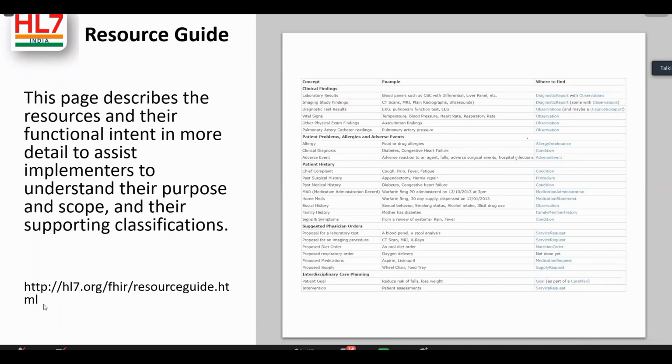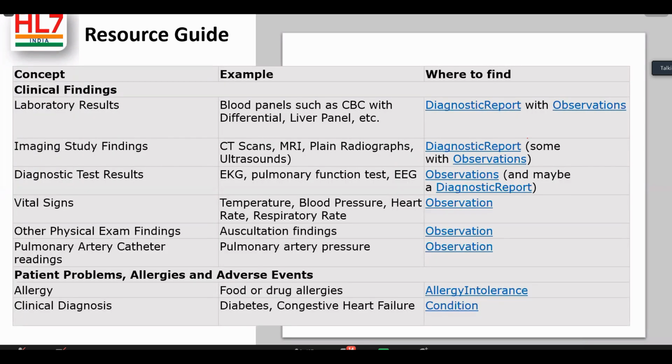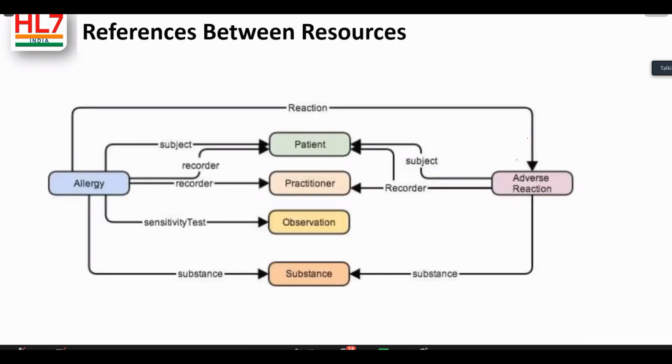And this is the URL for it, hl7.org/FHIR resource guide.html. You go there and actually you will find some guidelines. Okay, so we did talk about references between resources, and we said the references are important because resources interact with each other, or resources actually refer to each other, right?